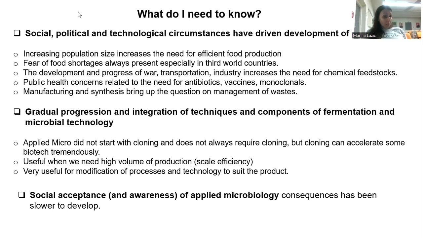Now, it can be useful, especially when you need high volume of production, so when you want to scale something up. But even when you want to improve production with cloning, like you overexpress or you mutate a gene or you change the gene, there are other factors that you have to consider in terms of metabolism. So again, cloning does not always have to be the best solution. And it is useful for modification of processes, but again, not always the case.